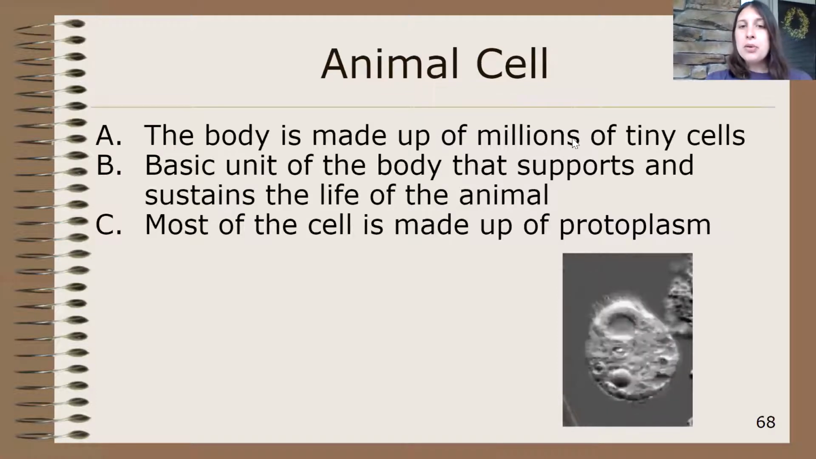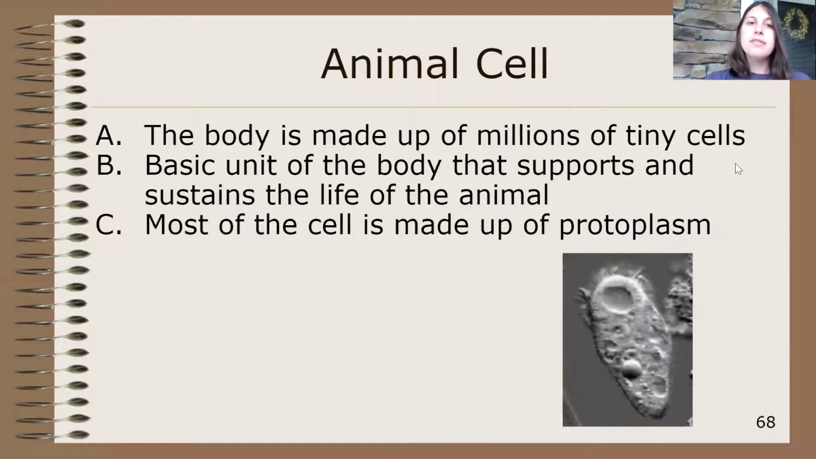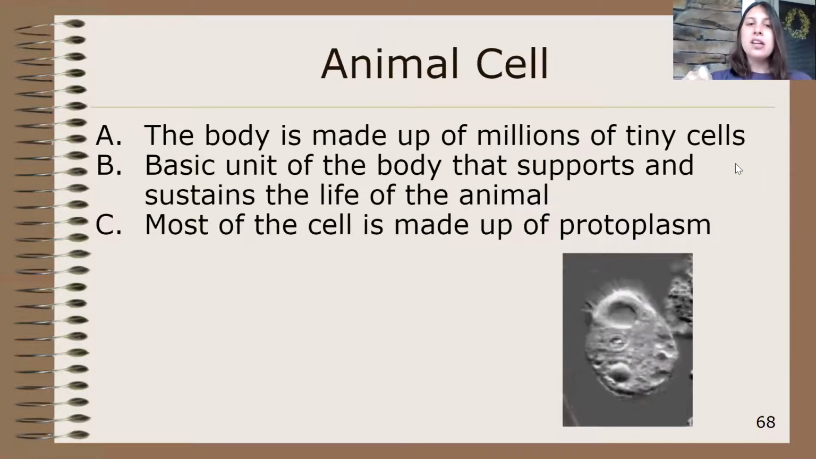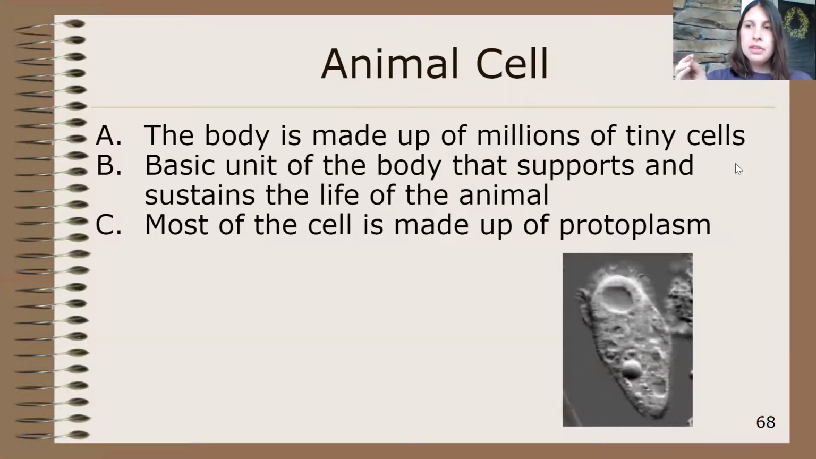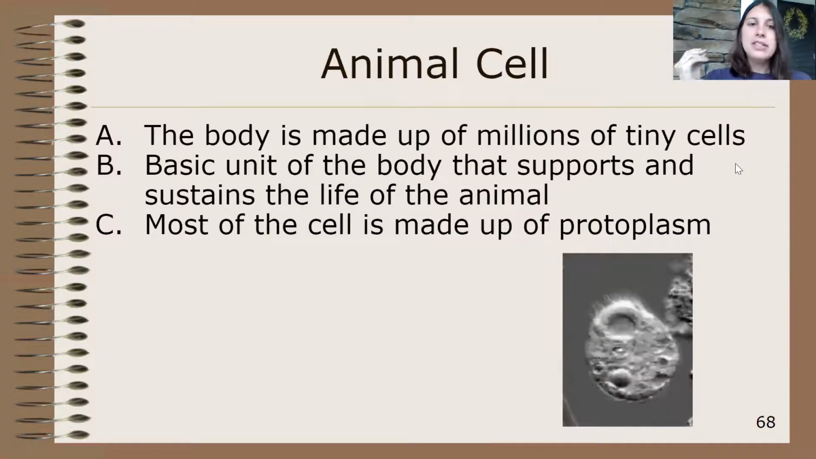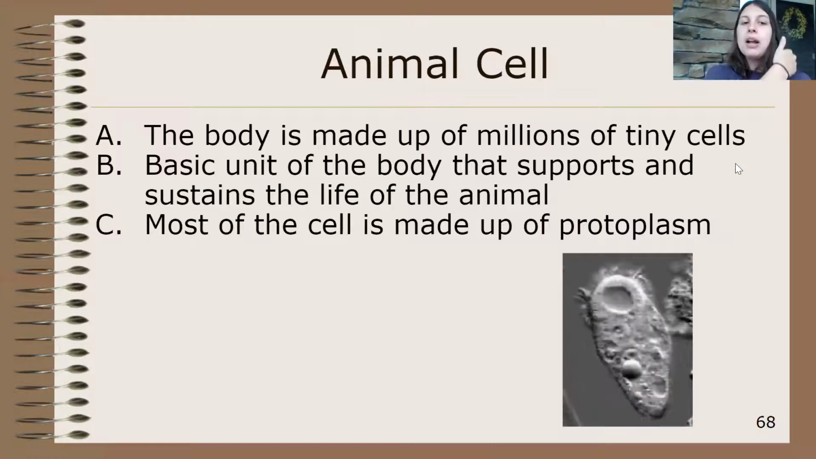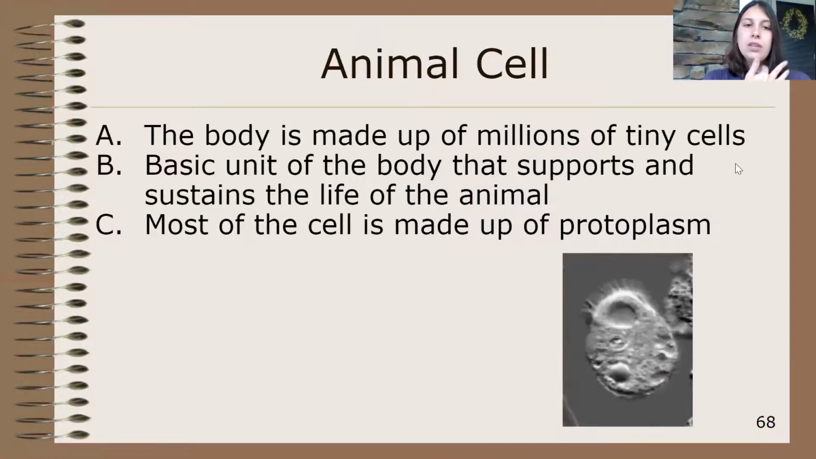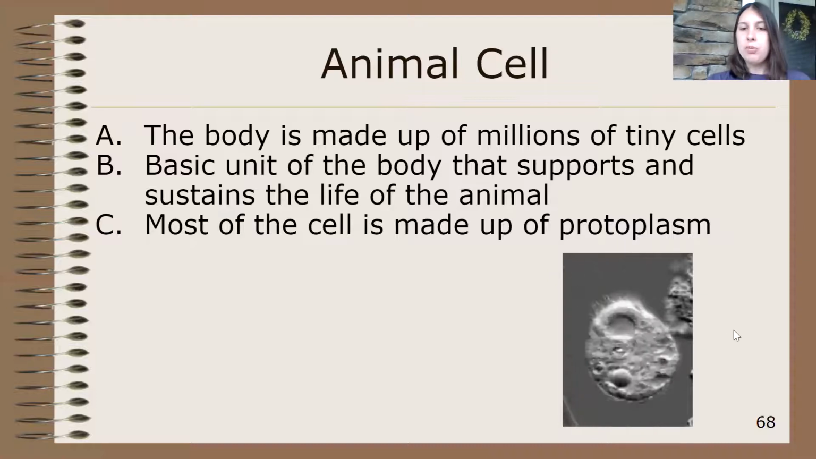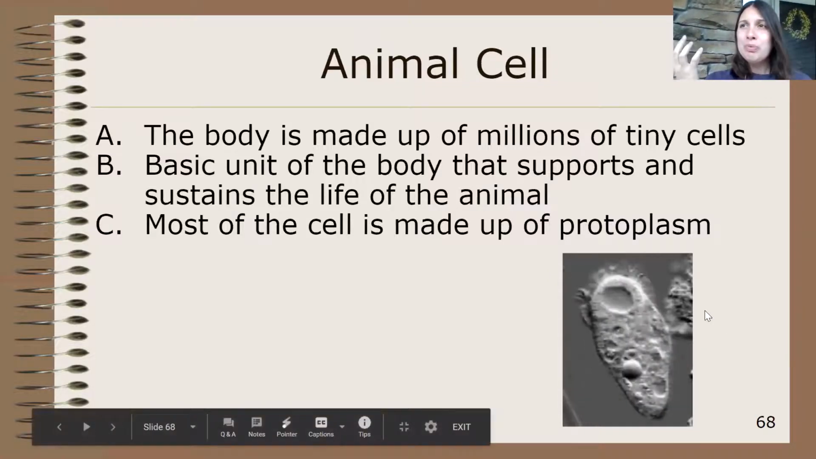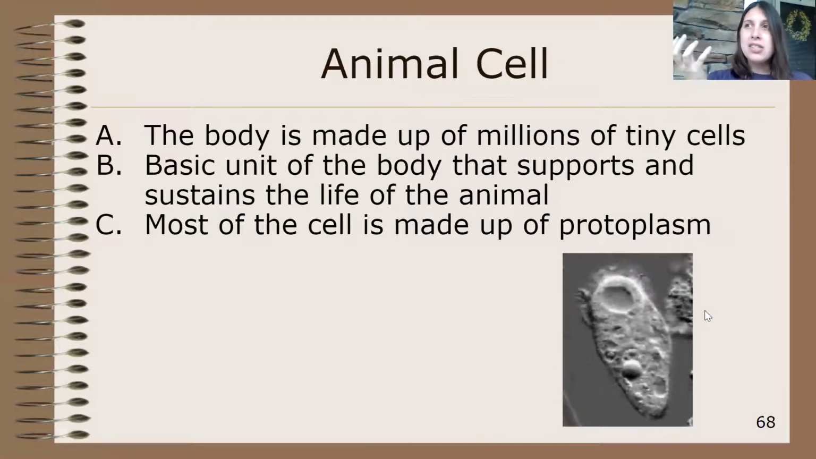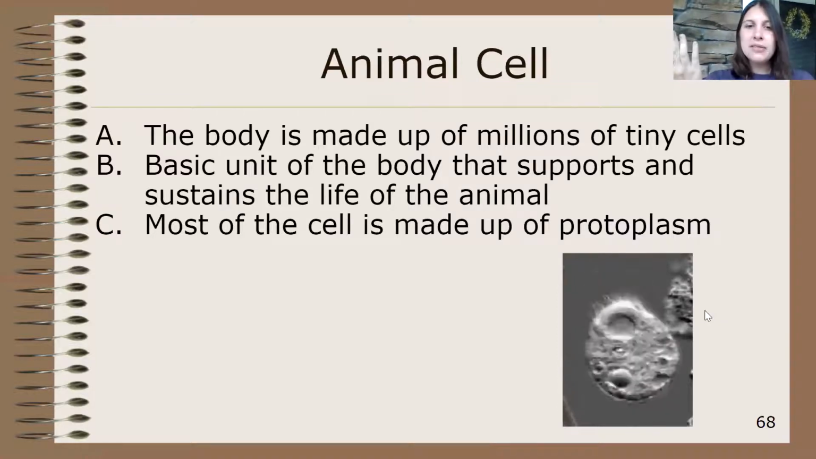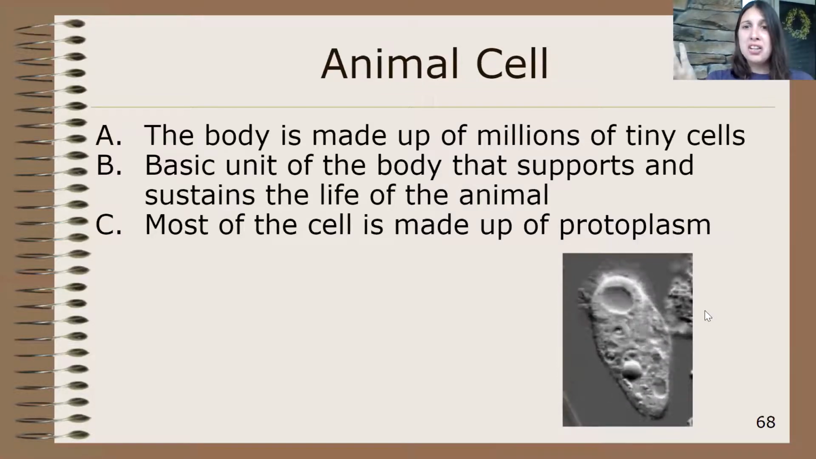The body is made up of millions and millions of tiny cells. Cells are the basic unit of the body, the tiniest little parts of the body. Most of the cell is made up of protoplasm, which I think of as goo. I have no idea if cells are gooey, but I think of it as the stuff inside that holds the cell together, more like jelly, basically.